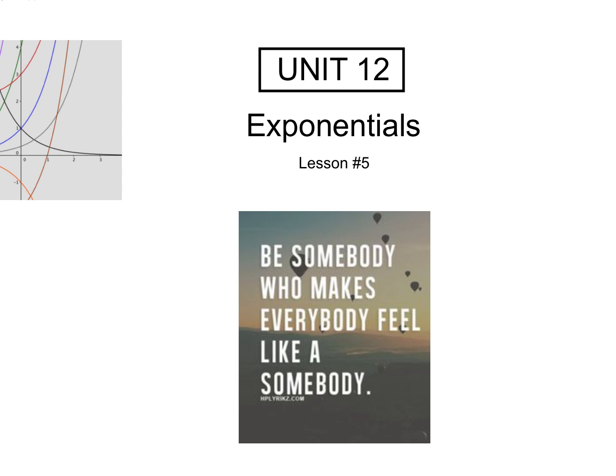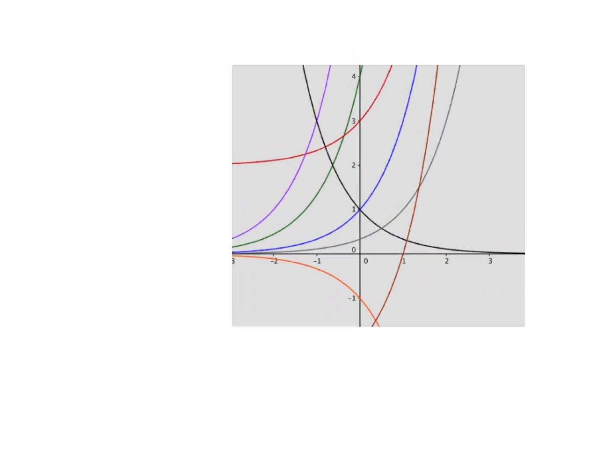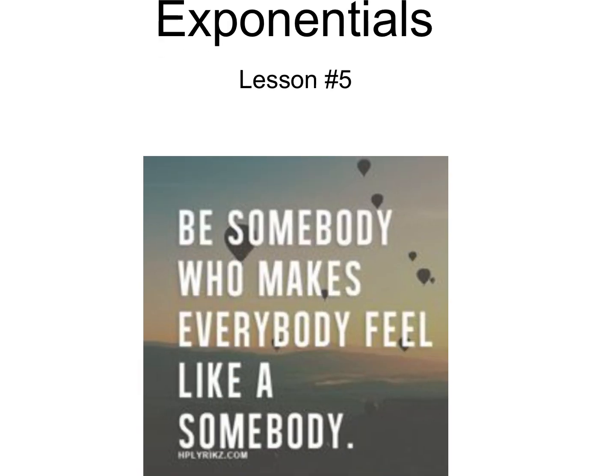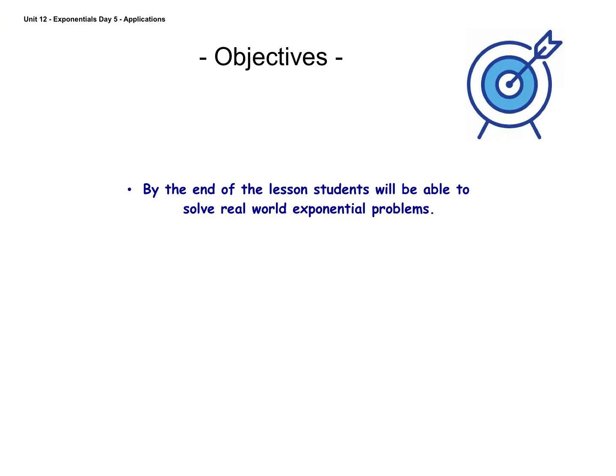So instead of just a graph that looks like this, and by the way, that one's growth, and decay looks like this black one here. Decay goes down, down, down, down. Okay, and they both have an asymptote that's right there on the x-axis, which is y equals 0. All of those can be real life situations. And that's what we're doing today, applications. So, by the end of the day, we'll be solving some real-world exponential problems.